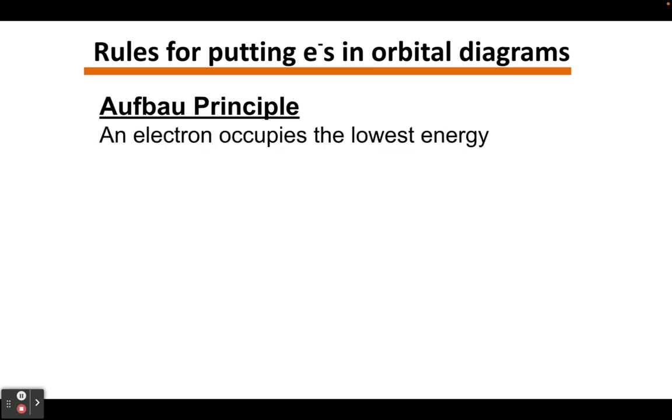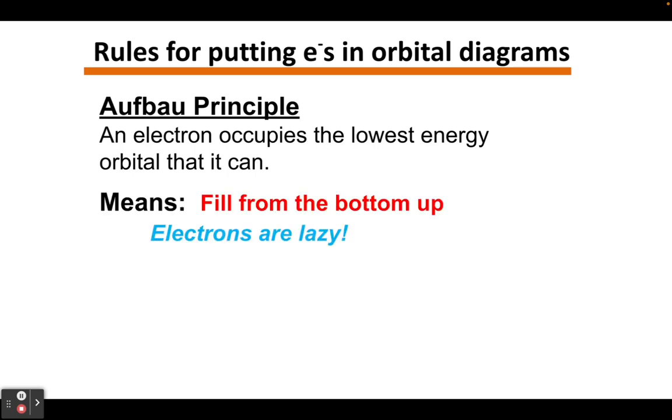The first one is the Aufbau principle. The Aufbau principle is that an electron occupies the lowest energy possible. So you're going to put electrons into lower energies first, the lowest energy orbital that it can. So what does this mean? It means that you're going to fill your orbital diagram from the bottom up.